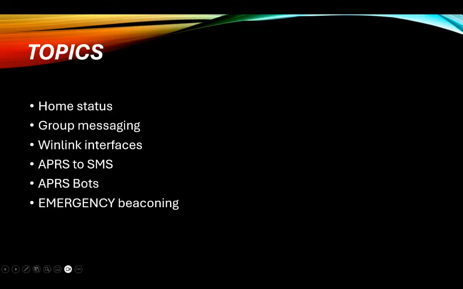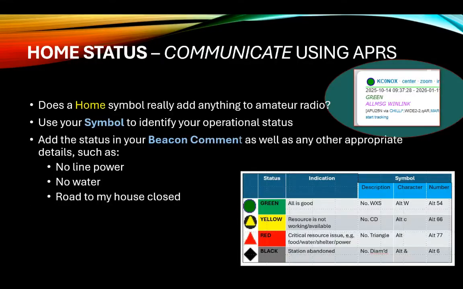So the topics we're going to cover include your home status, group messaging, WINLINK interfaces, APRS to SMS, information you can get from APRS bots, and finally emergency beaconing. One of my big beliefs in amateur radio, especially regarding APRS, is that a picture is worth 1,000 words. So when we can communicate a picture online and communicate that over amateur radio, we create a very good situational awareness. The first topic we're going to talk about is the home status.